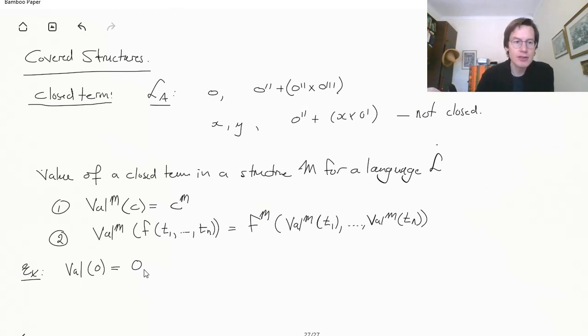All right, so this would be the value in, so we call that structure N, right? So let's consider the value in our standard interpretation or standard model for the language of arithmetic of that term we had over here, 0'' + 0'' × 0'''.